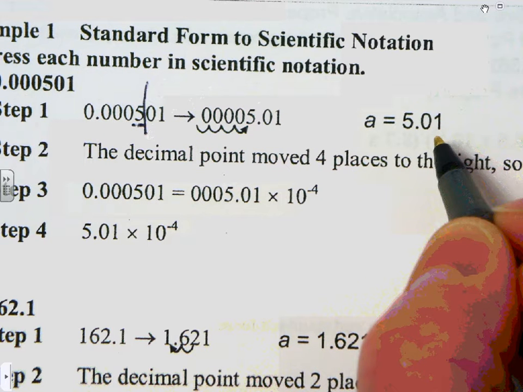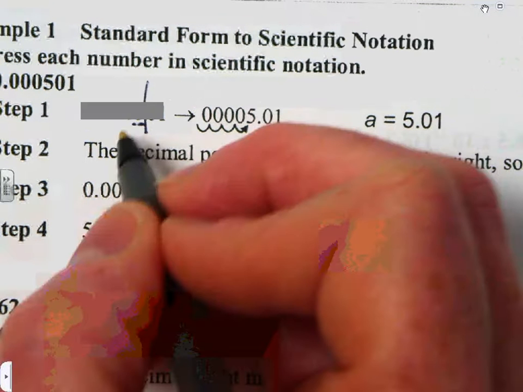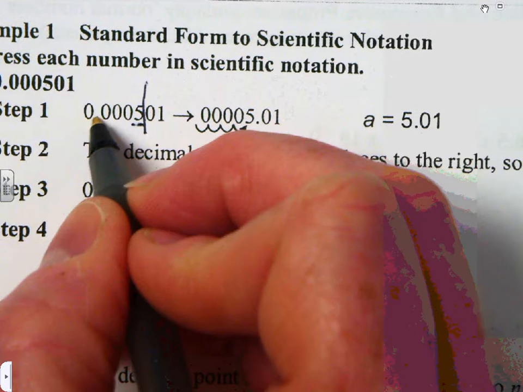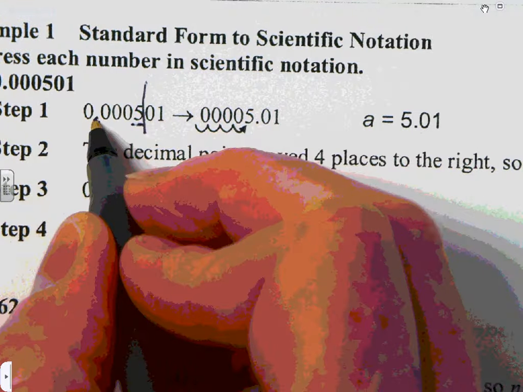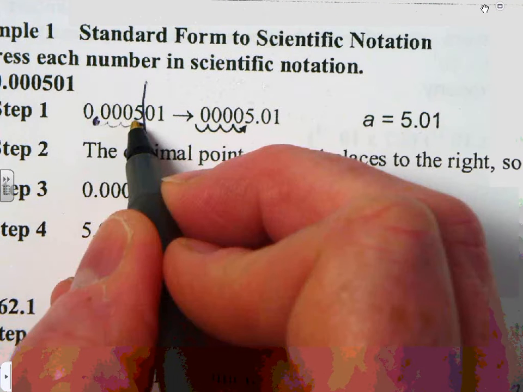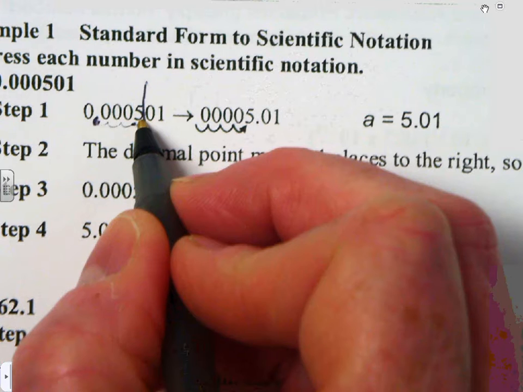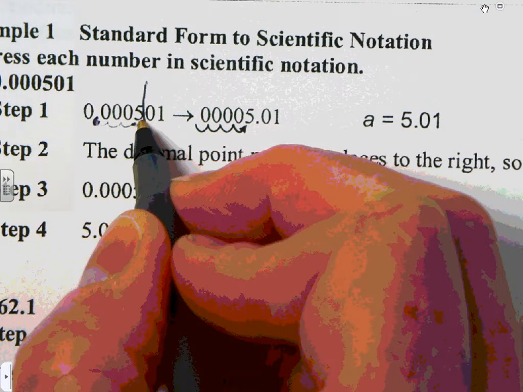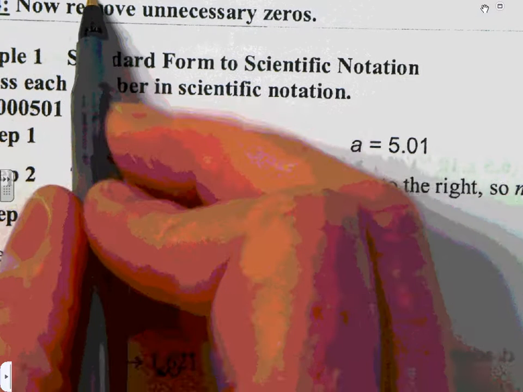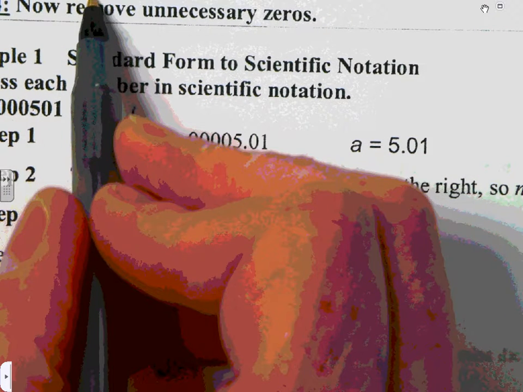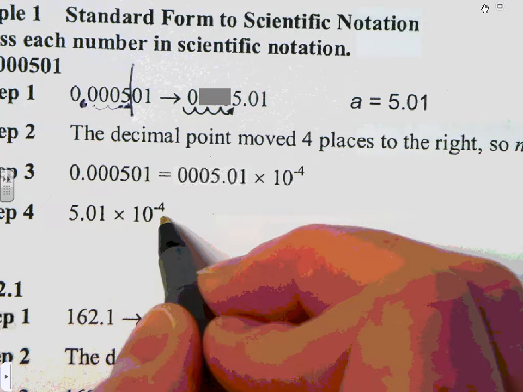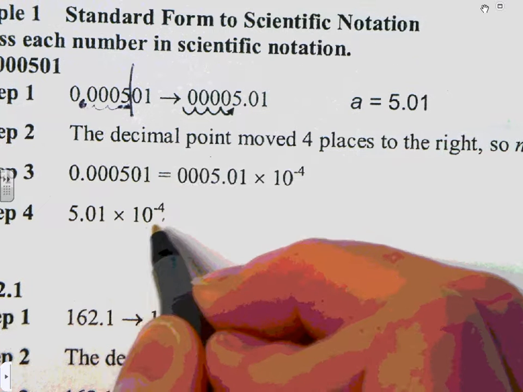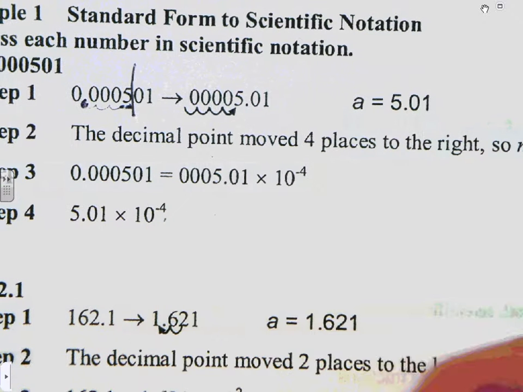Now I have to figure out what power of 10 I'm needing. Well, I started with the decimal here. Always start with the decimal that's actually in the problem. And I'm going to move 1, 2, 3, 4 spaces. So I'm going to have an exponent of 4. But since I moved to the right, that exponent is going to be negative. So my final answer would be 5.01 times 10 to the negative 4 power.